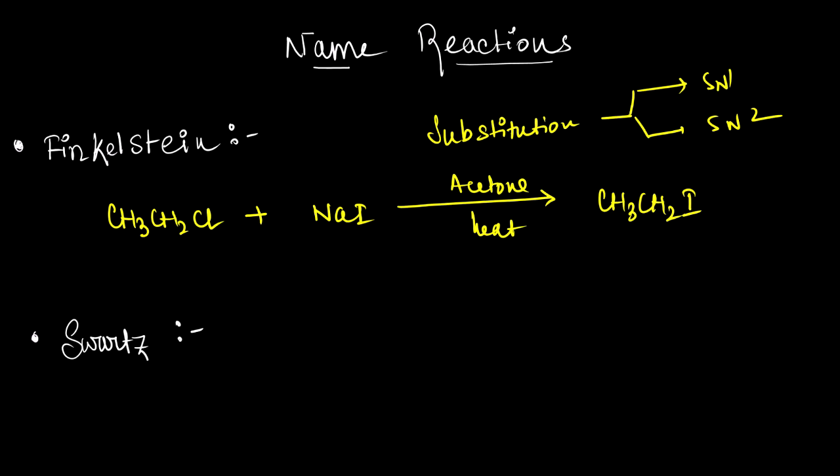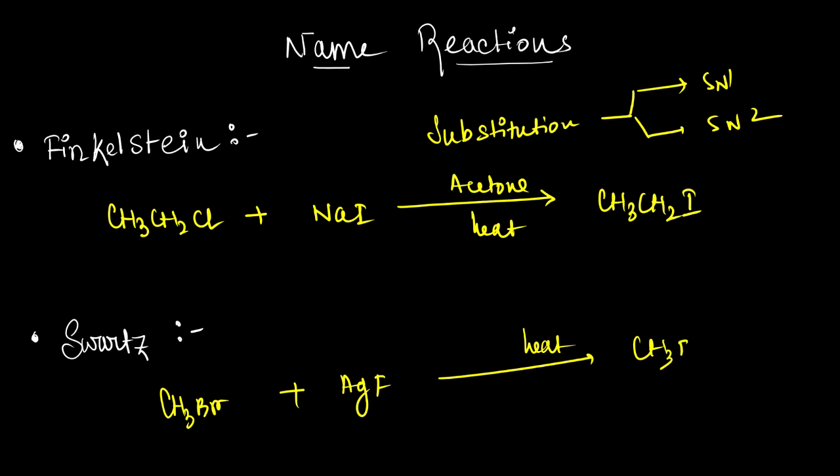In the Swarts reaction, we are basically using methyl bromide, and we can use silver fluoride as the source of fluorine. By addition of heat we will get methyl fluoride. So in the case of fluoride formation from bromide, we can use this process.